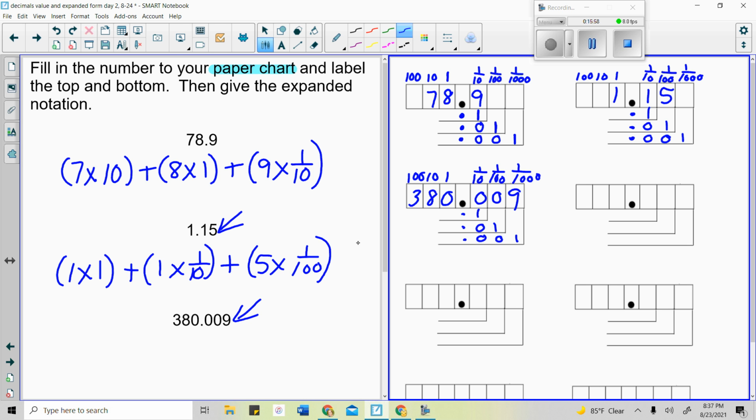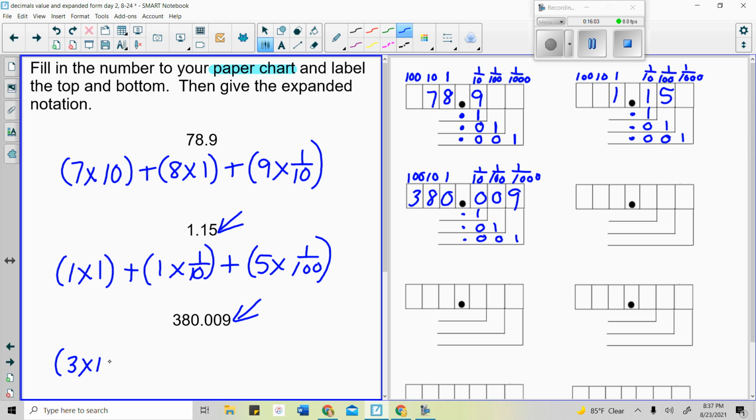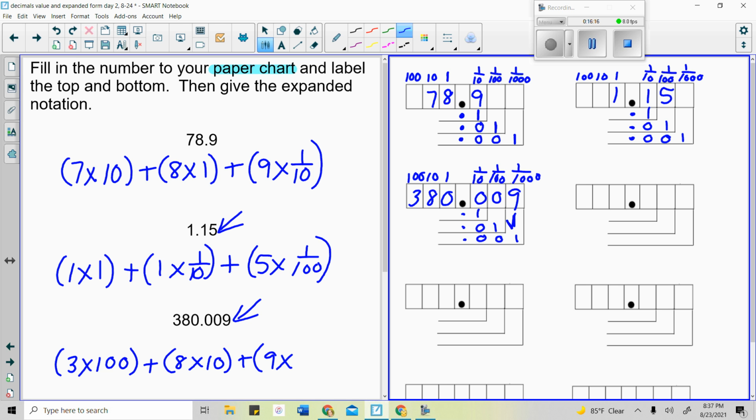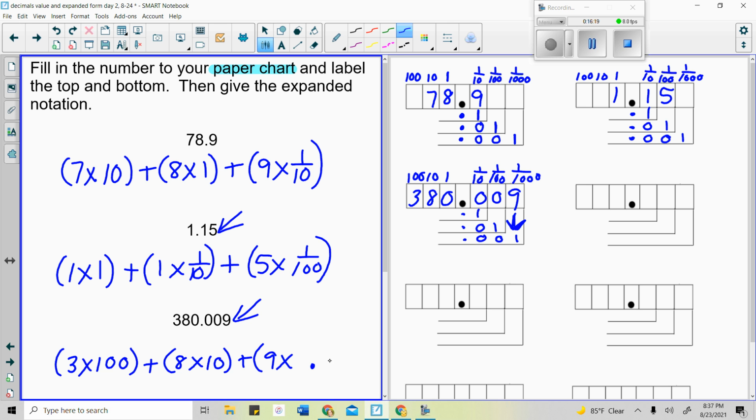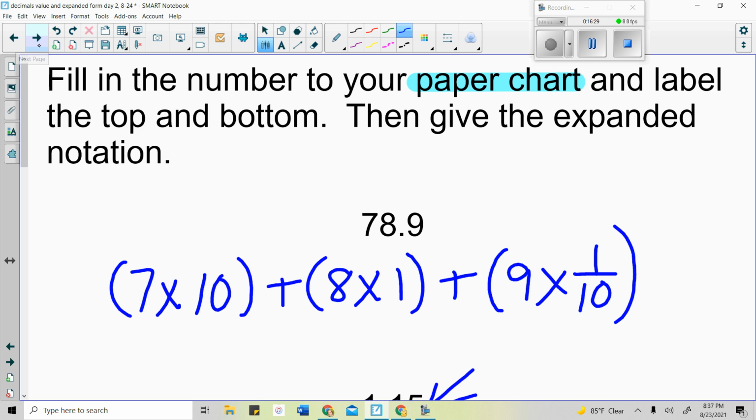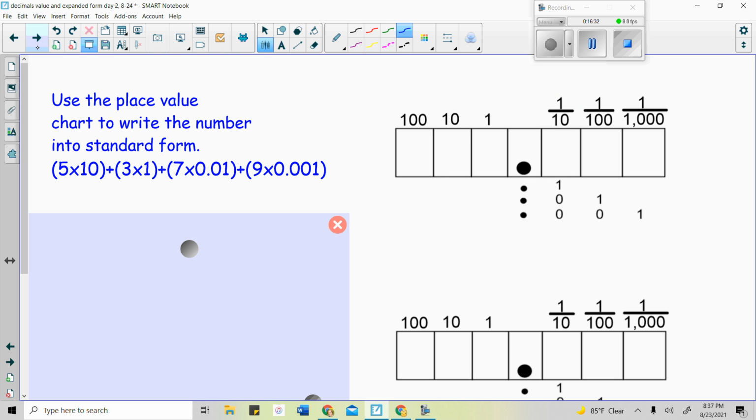So hopefully you're pausing as you go so you can try this on your own. So I would do, okay, 3 was in the hundreds place, plus 8 was in the tens place, plus, this time I'm going to practice doing it as a decimal. The 9 is in the, okay, I need to look underneath, so 0.001, and remember we do want to put a 0 into the ones place. So that's how I would write that one out there. Okay, so your DOL is going to look a lot like this.